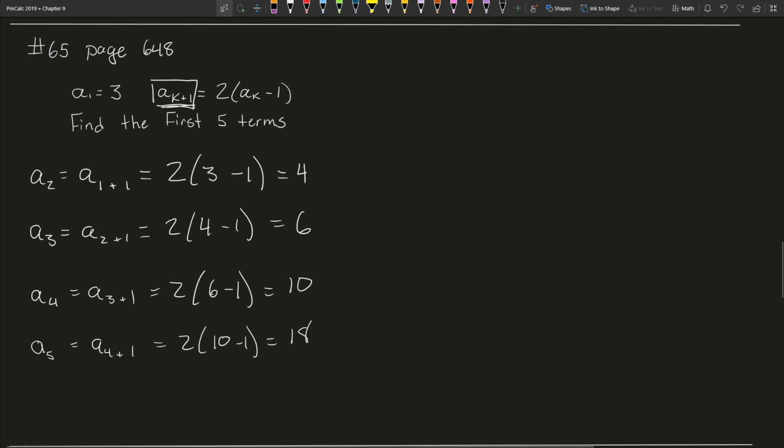What is k? K in this case is just like n. It's the number of the term. So Ak plus 1 is really just the term after k, which is why I'm rewriting it as A1 plus 1, so that's the term after 1. A2 plus 1, that's the term after 2. A3 plus 1, that's the term after 3, and so on.